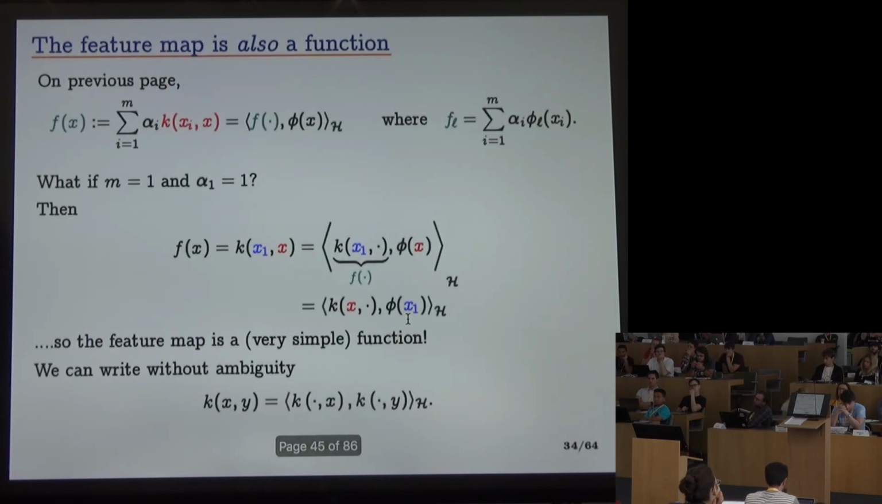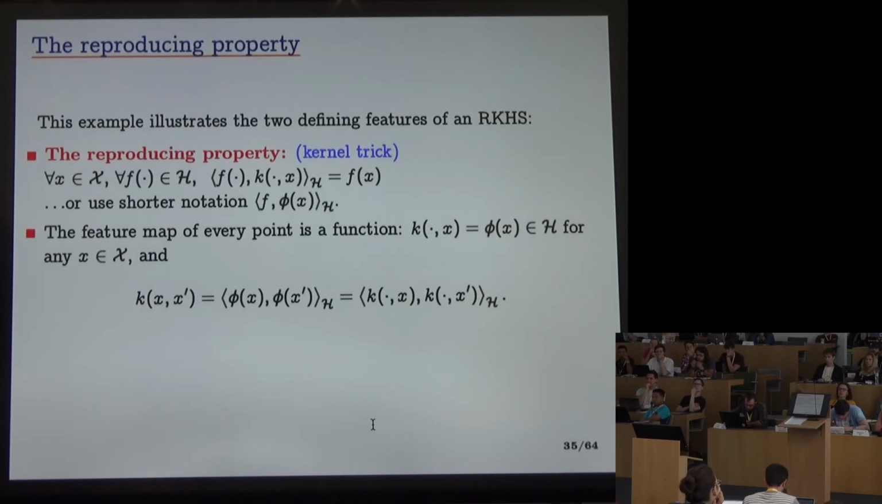Okay? So I can write without ambiguity the kernel between x and y as a dot product of k of dot x and k of dot y. So features of x are also functions parameterized by x. Features of y are also functions parameterized by y. This is purely a notational thing, which is sort of saying that I can write k dot x equivalently with phi of x and k dot y equivalently with phi of y. Okay? So I'm going to use this notation here.